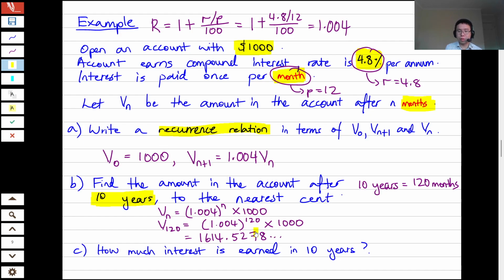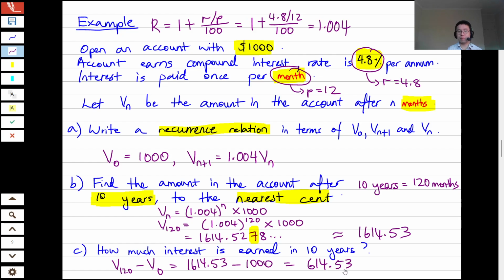And this time, the third decimal point is larger than 5. So we are going to round up to 1614.53 to the nearest cent. All right, and the interest earned is V120 minus V0, which is 1614.53 minus 1,000. And that gives me 614.53.